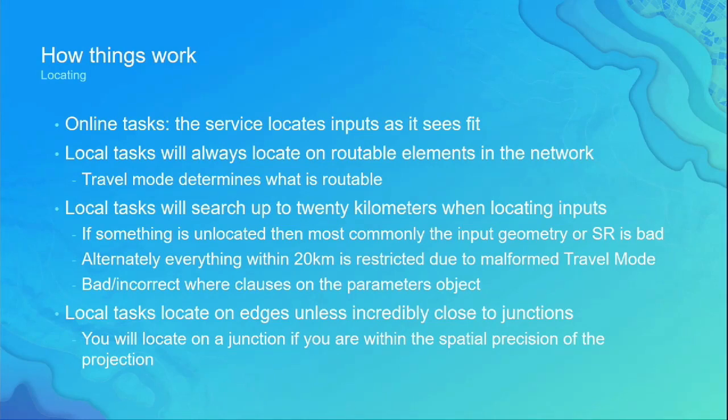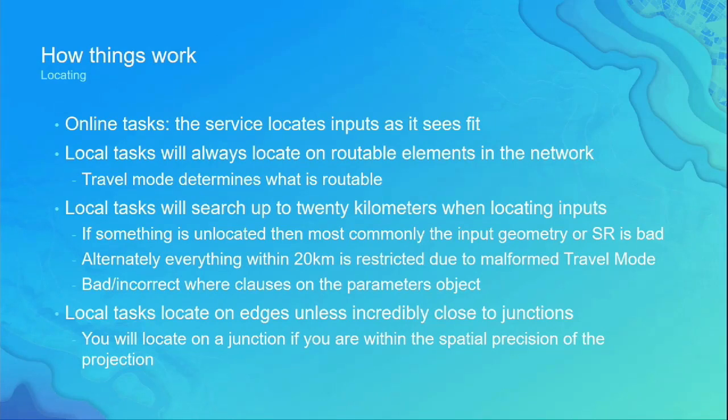So if you are a walking travel mode and you click right on top of a limited access freeway, it's not permissible for you to walk there. We will not locate you on that freeway, even though it's the closest geometric element. We will find the next acceptable element over. So you'll probably locate one street over.